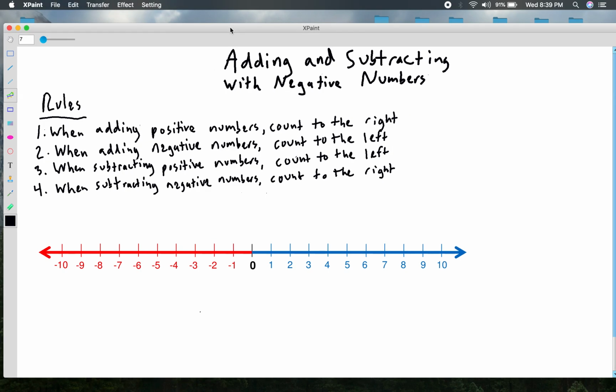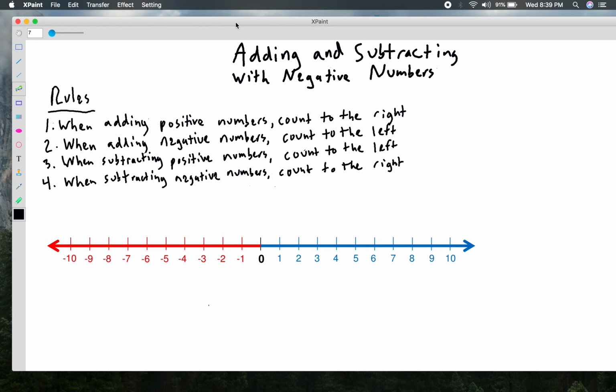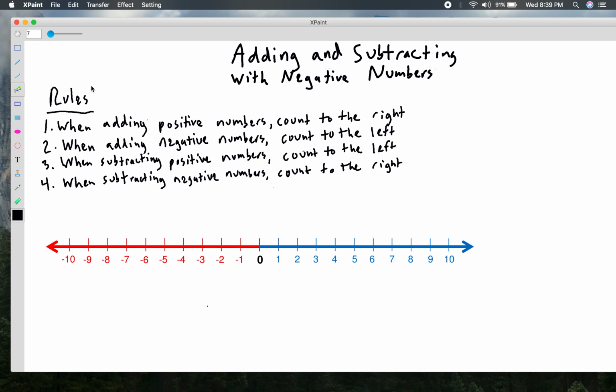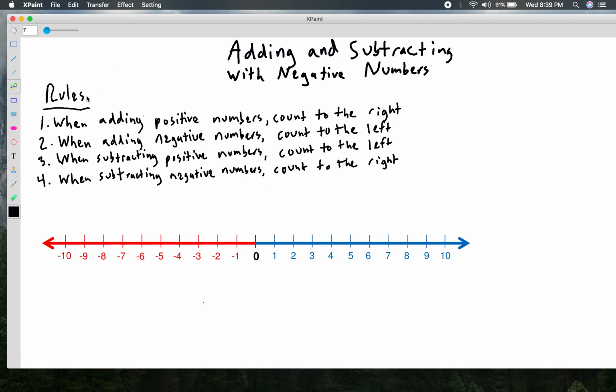And what I did was I went ahead and found on the interwebs in the math sections the rules for adding and subtracting positive and negative numbers. And I've got a number line here so that we can work through some problems to show you. If we follow these rules, this is really going to help us with our algebra when it comes to balancing our equations. So the first one is: when adding positive numbers, count to the right.